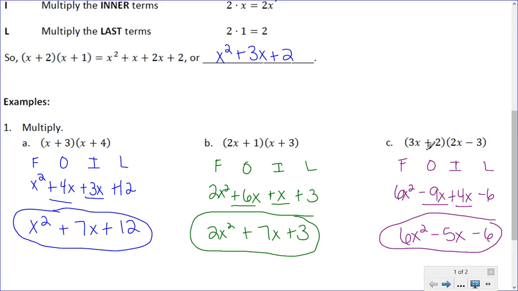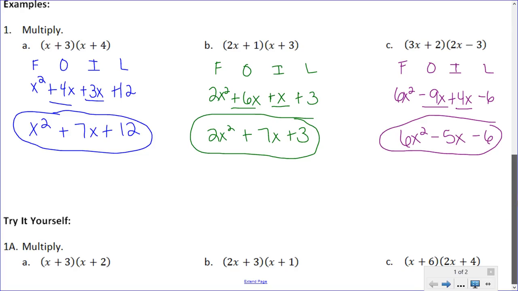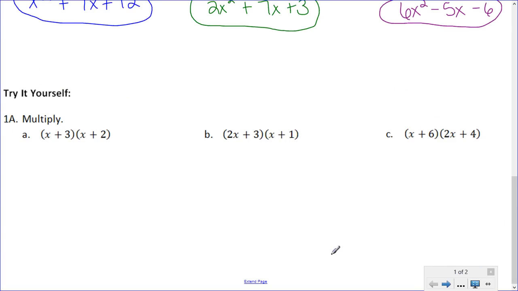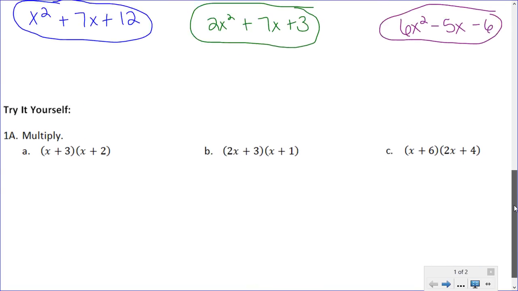Okay, so there are three try-it-yourself problems for you to do on your own. Pause the video, work those out, and when you're ready to check your answers, press play.